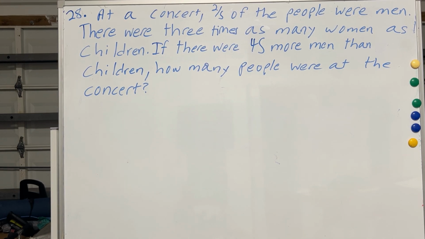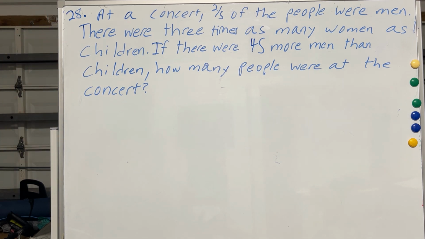So we're going to do problem number 28 from Singapore Math Book 1A, section 3.4. And in this word problem, at a concert, 2/5 of the people were men. There were 3 times as many women as children. If there were 45 more men than children, how many people were at the concert?